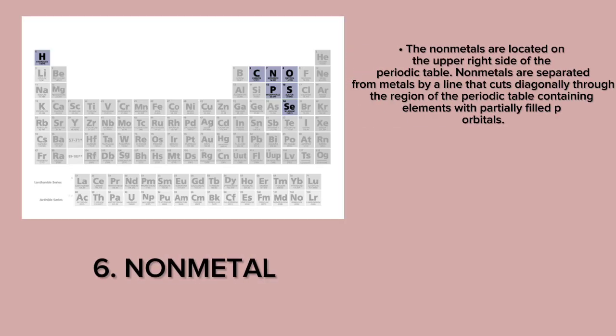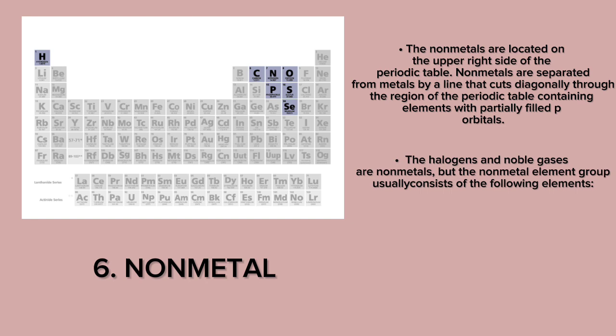The non-metals are located on the upper right side of the periodic table. Non-metals are separated from the metals by a line that cuts diagonally through the region of the periodic table containing elements with partially filled p orbitals. The halogens and noble gases are non-metals, but the non-metal element group usually consists of the following elements: hydrogen, carbon, nitrogen, oxygen, phosphorus, sulfur, and selenium.